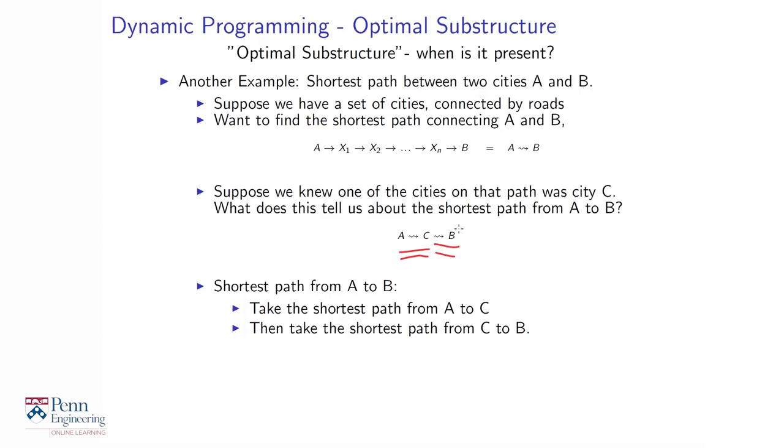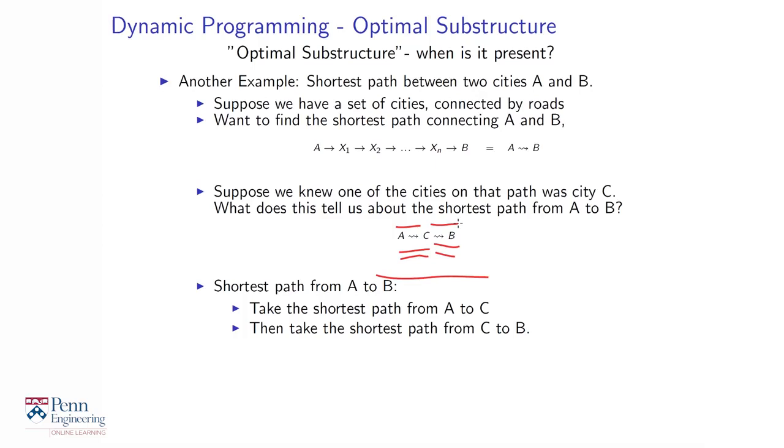Okay? Because why would you take a slightly longer path from A to C? If you did, it would only make your path from A to B worse, because you could replace the longer path from A to C by a shorter path. So this is a very simple idea that you have optimal substructure here, because in order to solve the whole problem optimally, we need to solve the two subproblems, the A to C problem and the C to B problem optimally, assuming we know that C is on the shortest path from A to B. So shortest path has optimal substructure.